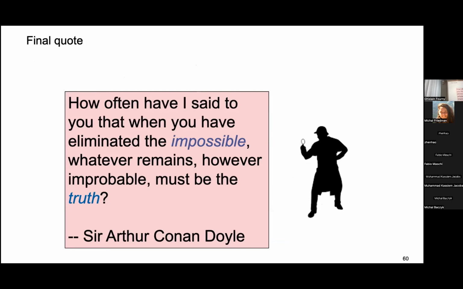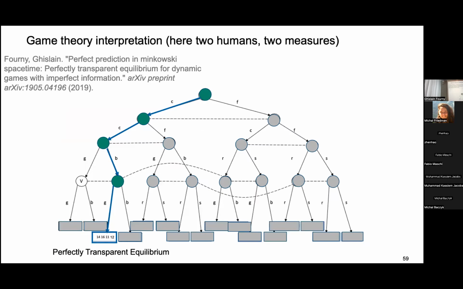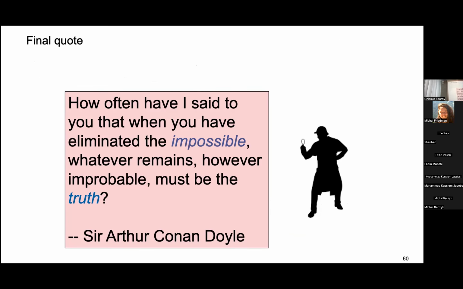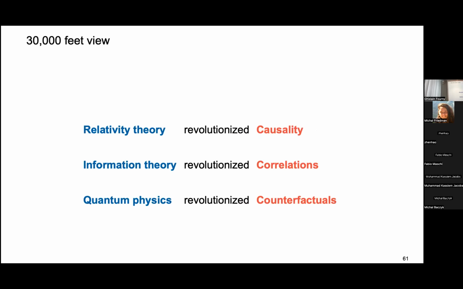I'm almost at the end of my talk. I wanted to give you this wonderful quote by Sir Arthur Conan Doyle in Sherlock Holmes, because this is what we do here. We eliminate possible worlds. How often have I said to you that when you have eliminated the impossible, whatever remains, however improbable, must be the truth? We basically proceed with elimination of all possible worlds until one possible world remains, and that is our world. That is the goal of the theory. But again, I don't know the model weights yet. I need to figure out the model weights.